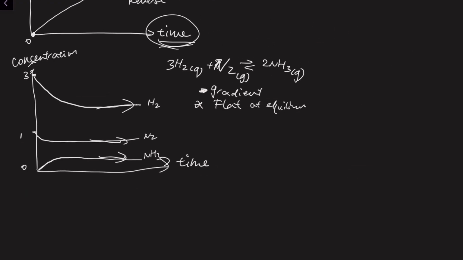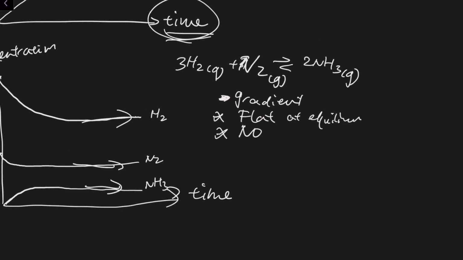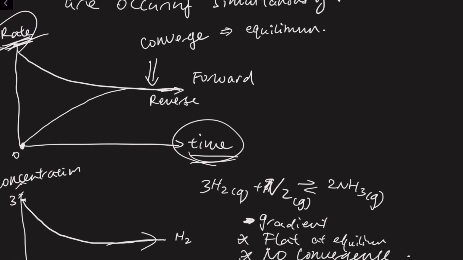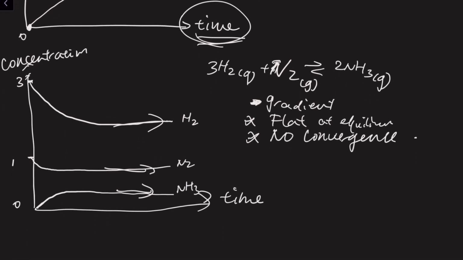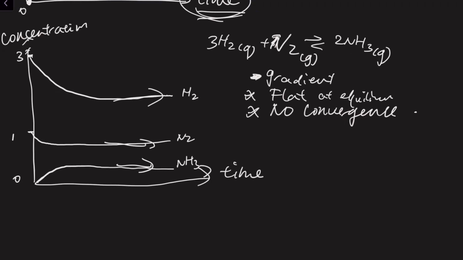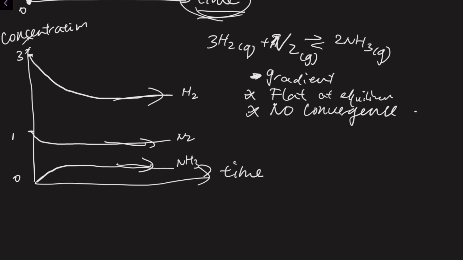And we do not see any convergence. Unlike in the rate graph, where we can see a convergence of forward and reverse reaction, here there's no convergence, because we have different initial conditions. We have 3 moles of hydrogen and 1 mole of nitrogen. So they should reach a different level of concentration at the start. Maybe they can reach the same concentration, but this does not occur in general.